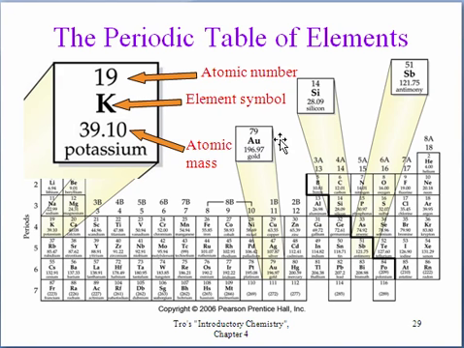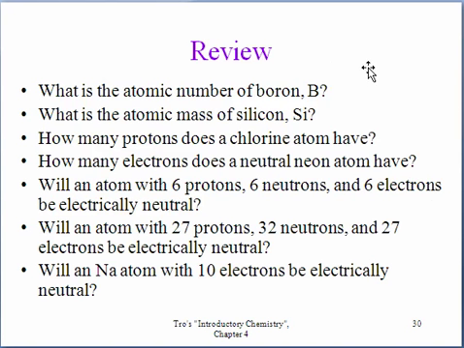So if you have a periodic table and you know that an atom has 79 protons, it must be gold. If you know that you're dealing with silicon, then you know it must have 14 protons in its nucleus. So pause the slide and with your periodic table, see if you can answer these questions correctly.